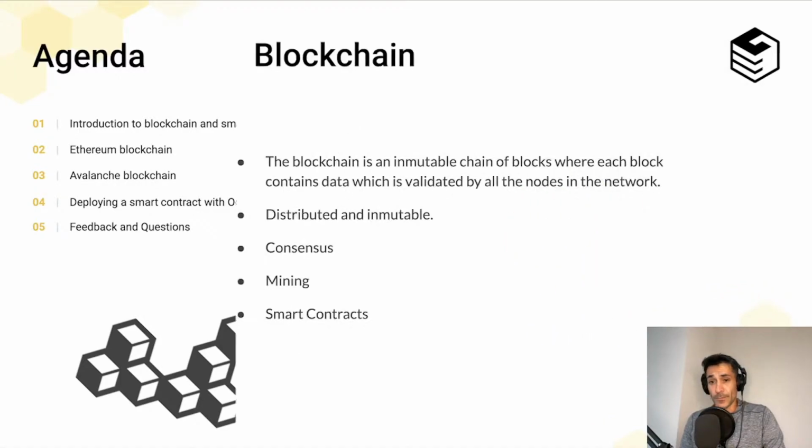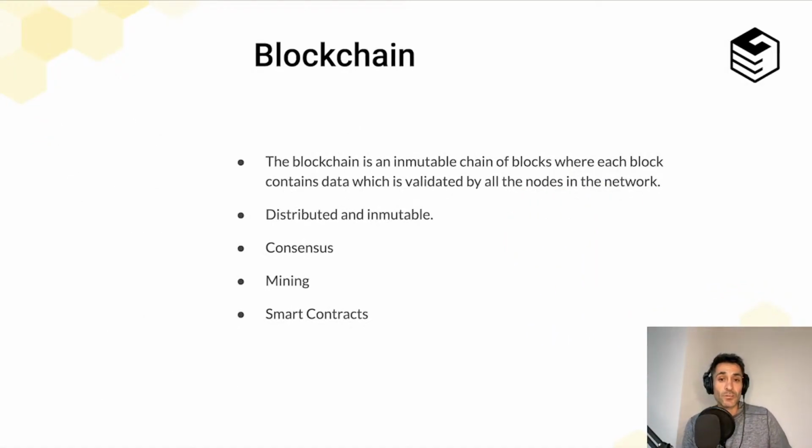So the blockchain is an immutable chain of blocks where each block contains data which is validated by all the nodes in the network. It's a system of recording information in a way that is almost impossible to hack. Even without a central authority, every transaction in the blockchain is considered to be completely secure and verified, and this is only possible because of the presence of the consensus protocol plus the mining process. A smart contract is simply a program stored in the blockchain.